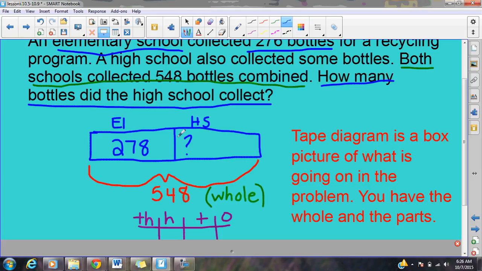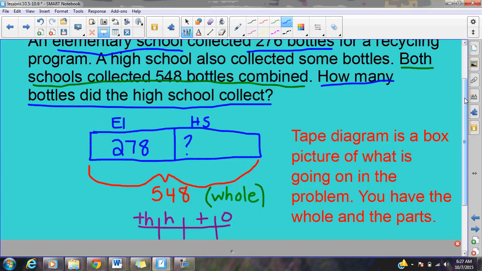So I'm going to split my box up. Now this appears to be down the middle, but I don't really know. I know that 278 is a good part of 548. So I just split my box into two parts. It doesn't have to be equal. And I labeled it that this is the elementary. My high school's part, I don't quite know what that is yet. I have to figure it out.